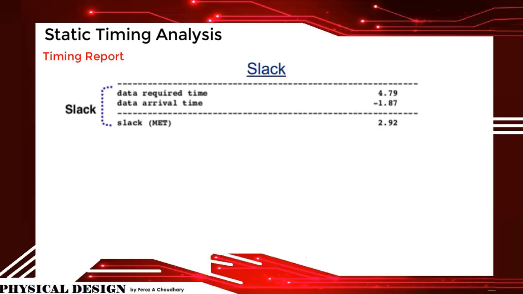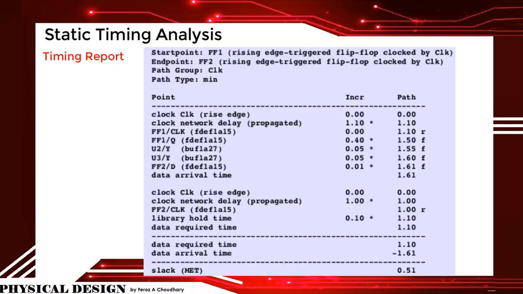The slack section is subtraction of required time and arrival time. In this report, the timing is met as the slack is positive. If it was negative, there would have been violations. This is an example of hold timing report. You can just go through it.